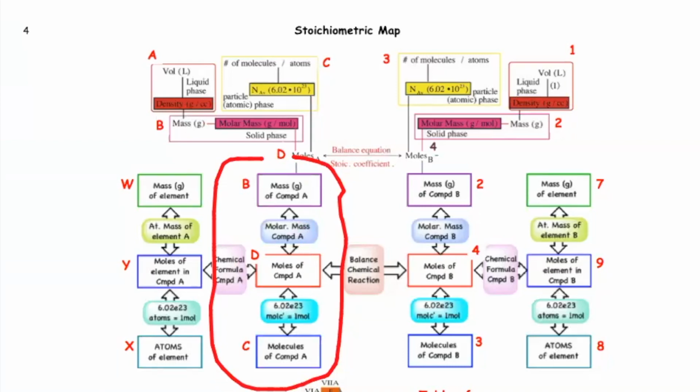If you look at the problem, it tells you you have 4 times 10 to the 21st molecules of water. That's this right here, molecules of compound A. Our compound A is water. And that's our starting point. Where are we going to end up? Look at the question. What is the mass? We're ending up here. So our sequence is C to D to B. And what are the conversion factors? The first conversion factor is Avogadro's number. That gets us from C to D. Our second conversion factor is the molar mass of water. That gets us from D to B.